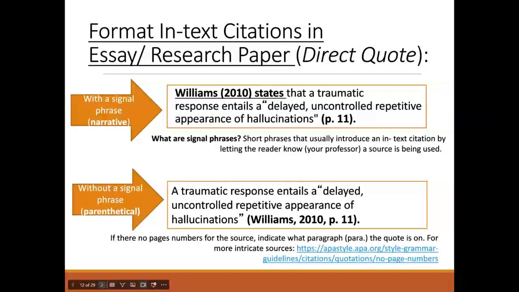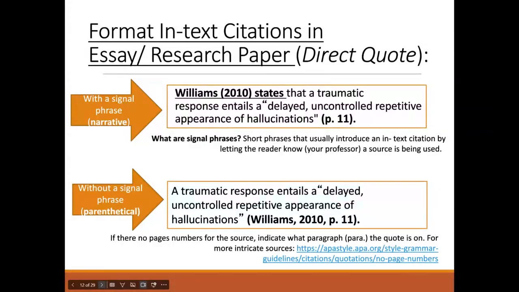So that is a narrative in-text citation. When you think of narrative, think of it as a sentence. When you use a narrative in-text citation, think of it as a sentence, and you include a signal phrase with it. Now, how do you do a parenthetical citation without a signal phrase? As an example here: "A traumatic response entails a delayed, uncontrolled, repetitive appearance of hallucinations" (Williams, 2010, p. 11). And then we have the period. So this is not necessarily a sentence, okay?